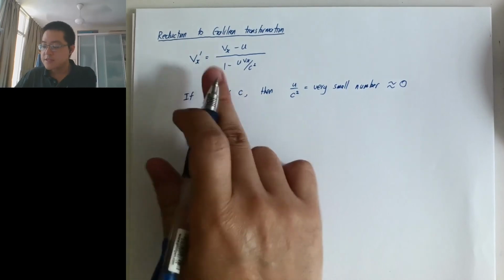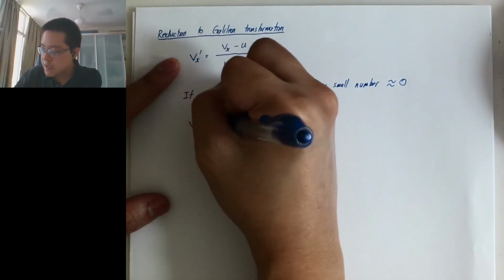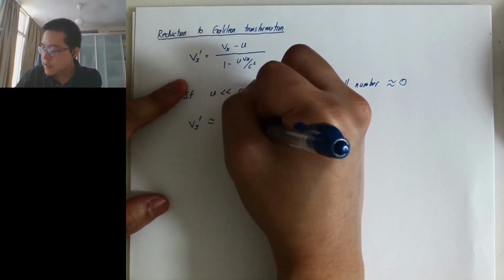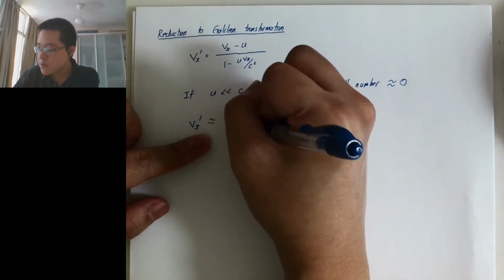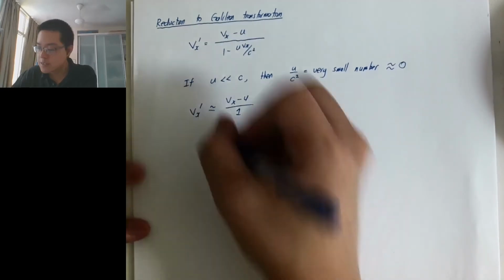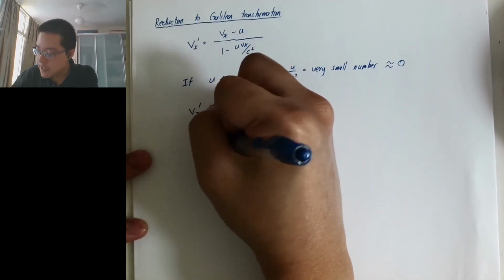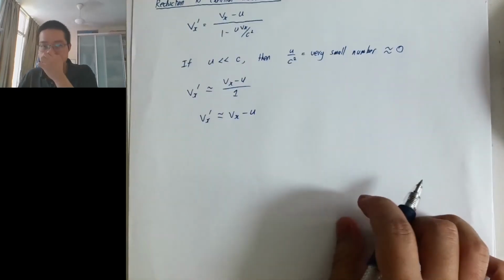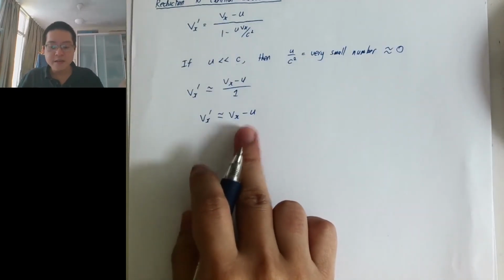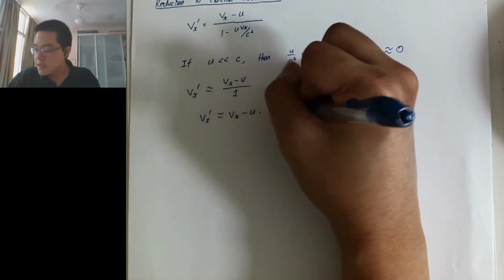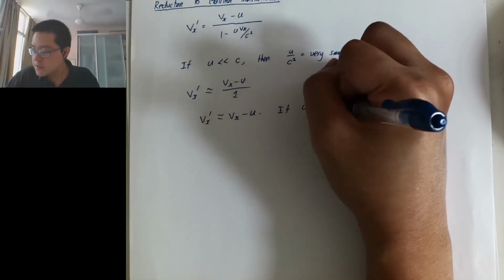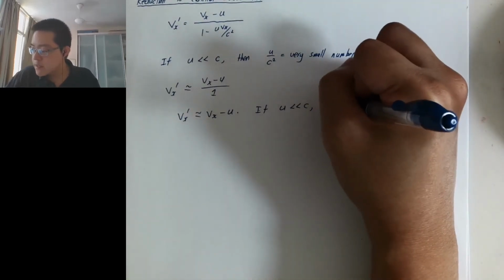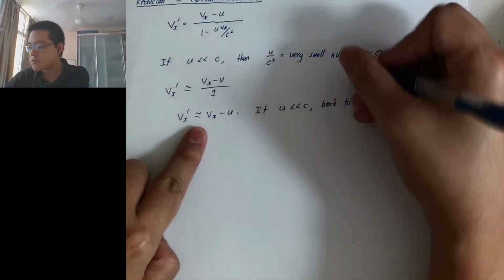So Vx prime is approximately Vx minus u, and the denominator is 1 minus a small number, so it's like still dividing by 1. So we conclude that Vx prime is approximately Vx minus u. Okay, so this is back to the Galilean transformation. In other words, if the relative velocity between Alice and Bob is very small compared to the speed of light, we come back to the Galilean transformation formula.